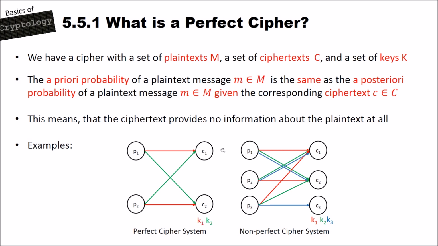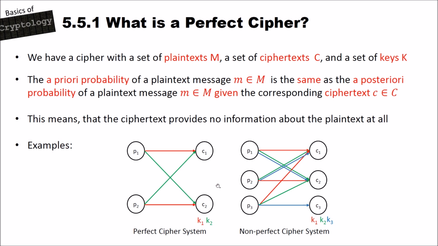So when we received C1, with 50% probability it was P2, and also with 50% probability it was P1. So we don't know, when we received C1, was it P1 or P2? And the same, of course, applies to C2. We don't know, was it P1 or was it P2, because both have the same probability. So this is a perfect cipher system. You cannot know what exactly was the original plaintext if you don't have the correct key.